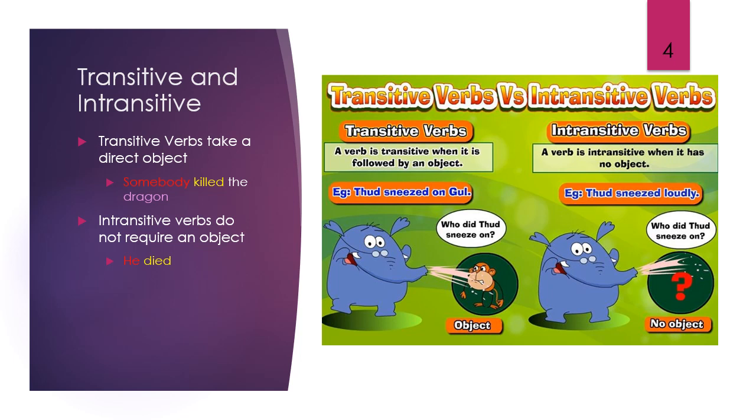Okay, for example, a verb is transitive when it is followed by an object, as we discussed. So Thud sneezed on Gul. Who did Thud sneeze on? On Gul, which was the object here. There was an object to receive that action. Thud sneezed loudly. So he sneezed loudly. Who did Thud sneeze on? The object is missing. The receiver is missing. It is just quoted as a loud sneeze, but there is no object to receive that loud sneeze. Therefore, for the second case, sneezed will be acting as an intransitive verb.